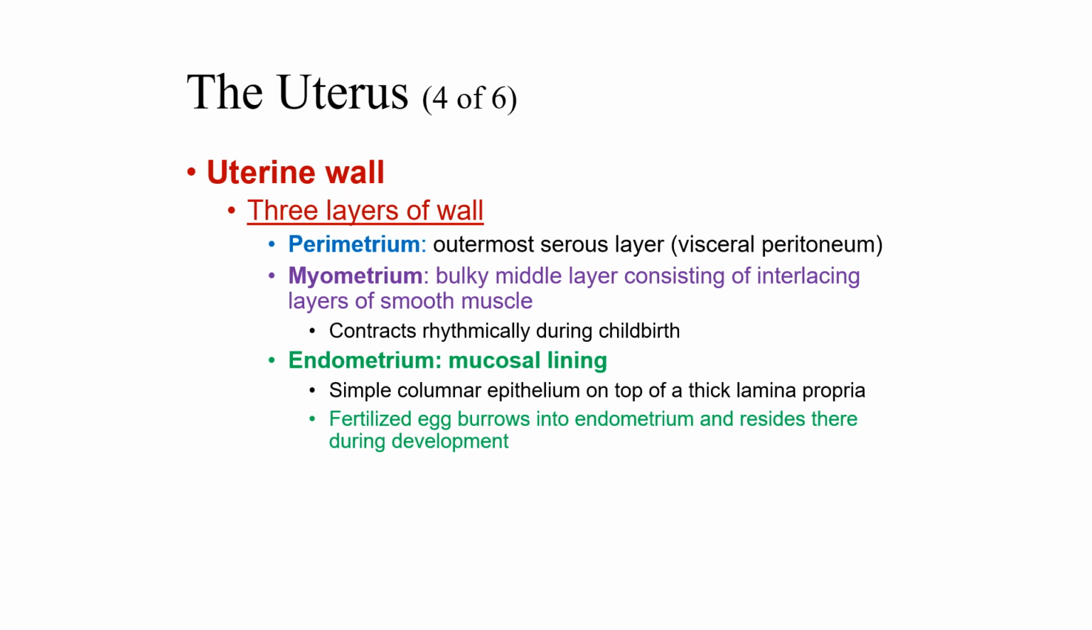The uterus has the perimetrium, the myometrium, and the endometrium. We've already talked about these. Remember that myo means muscle, and in this case it's smooth muscle. Endometrium is the mucosal lining, and this is where the fertilized ovum is going to implant, and it'll stay there during development.